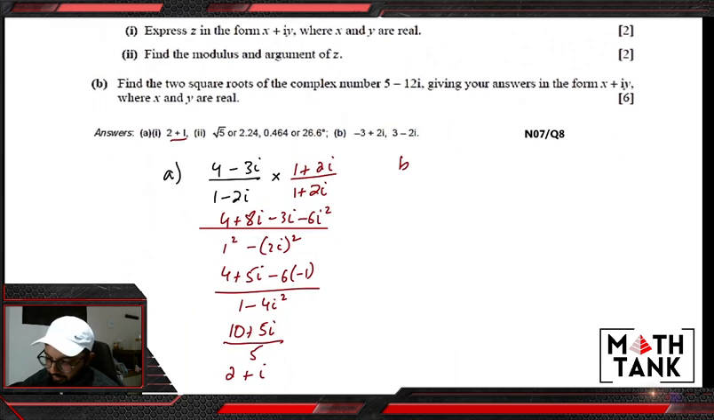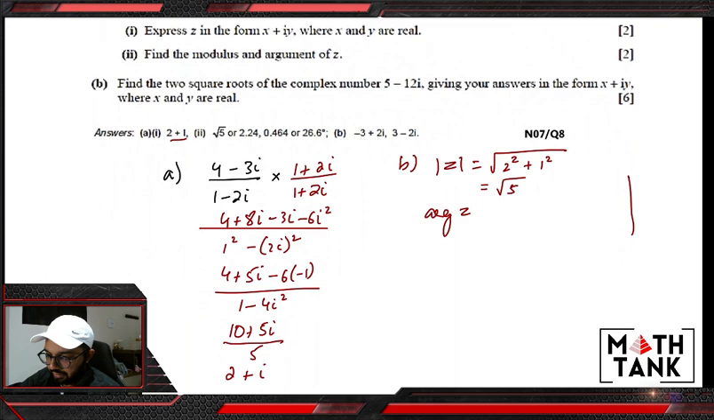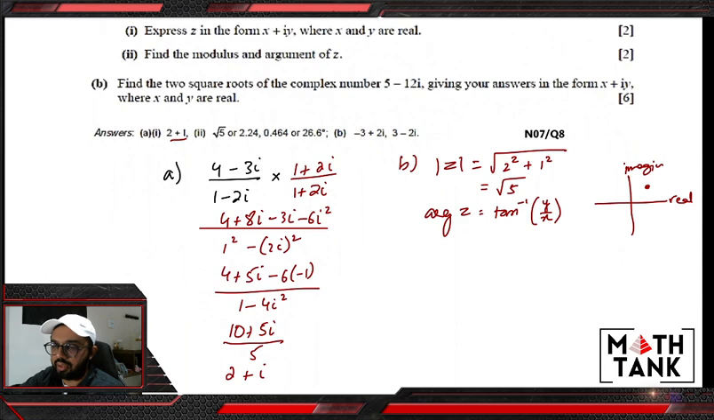So find the modulus and argument. When you want to find the modulus, that's relatively simple. The modulus of z is simply the x and the y squared inside a root and added together, so root of 5. When you are doing the argument of z, you first need to know what quadrant z lies in. The real and imaginary parts are both positive, so it lies in the first quadrant. Then I need to use tan inverse of y over x or tan inverse of b over a, whichever way you've learned it.